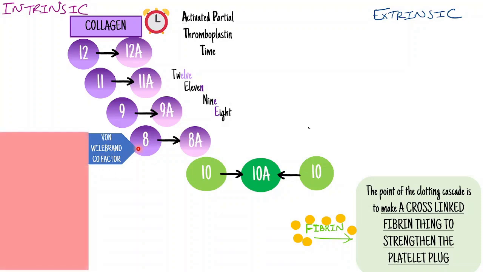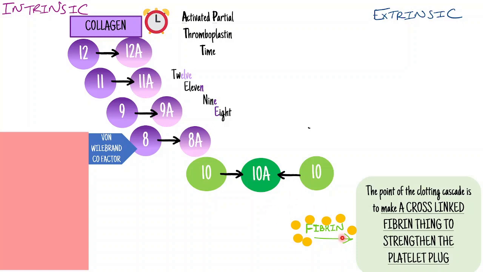So you can imagine that if someone unfortunately has a defect in this factor, what does it mean? They're not going to be able to make factor 8, which means they won't be able to make factor 8A, which means they won't be able to convert, on the intrinsic side, 10 to 10A, which means basically they're going to bleed more, right?